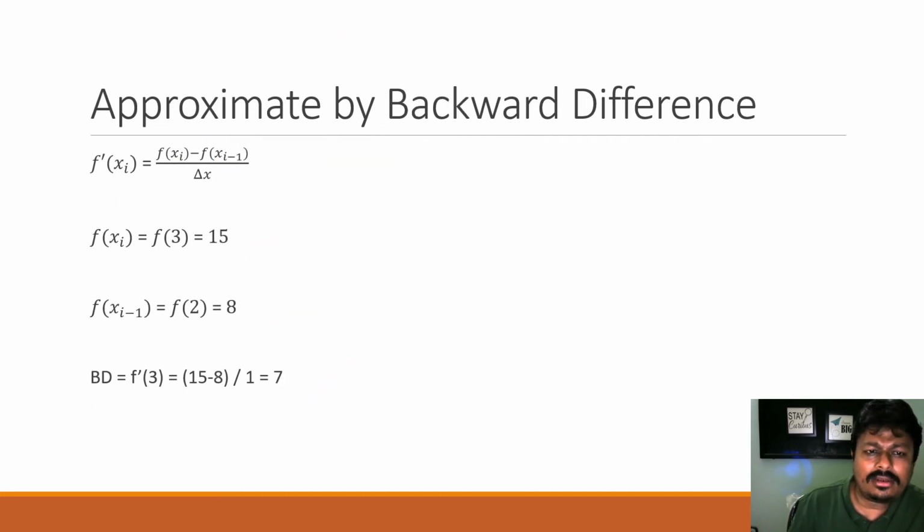Then here what we have, this is our 15. This is our 8. So 15 minus 8 by 1 is 7. This is the approximation of f prime x with the help of backward difference.